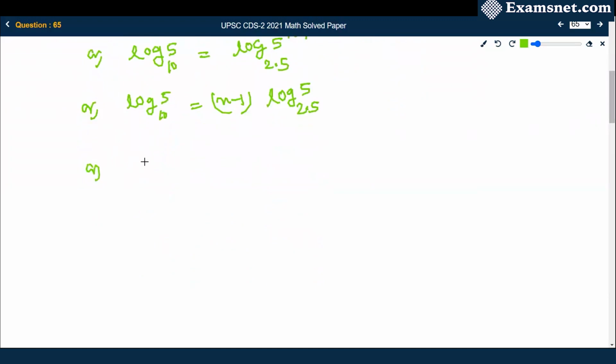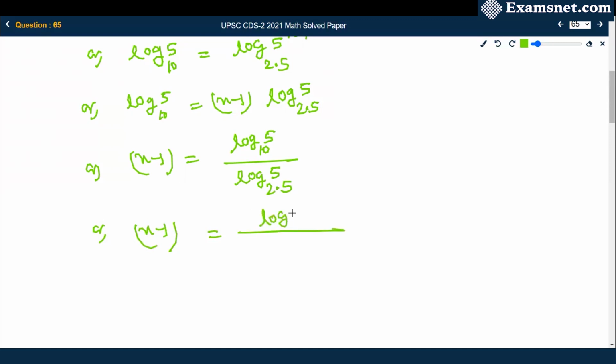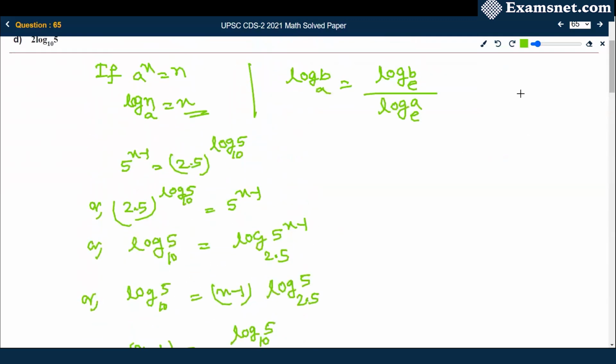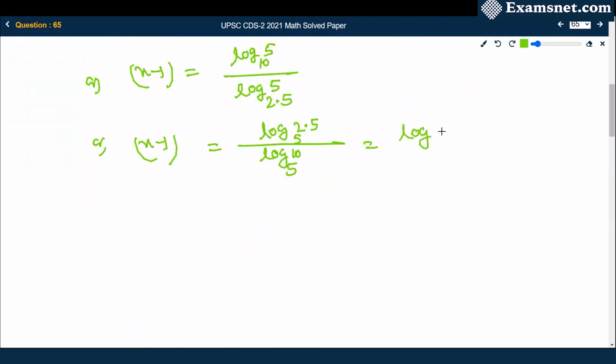Next, we can write x minus 1 equals log 5 to the base 10 by log 5 to the base 2.5. Okay, so it becomes x minus 1 equals log 2.5 to the base 5 and also log 10 to the base 5. So from the second case, this will give us log 2.5 to the base 10. Correct? So x minus 1 equals log 2.5 to the base 10. That means x equals log 2.5 to the base 10 plus 1.